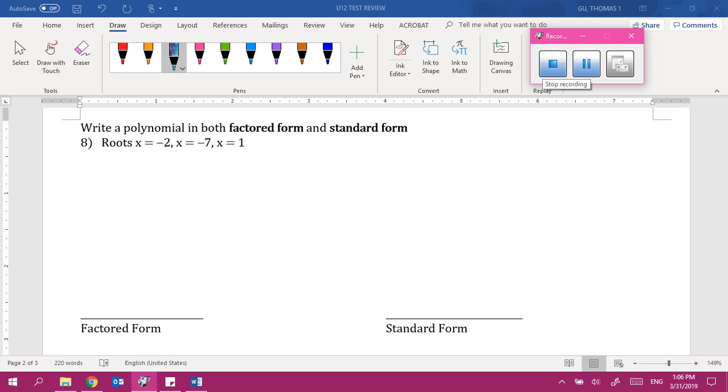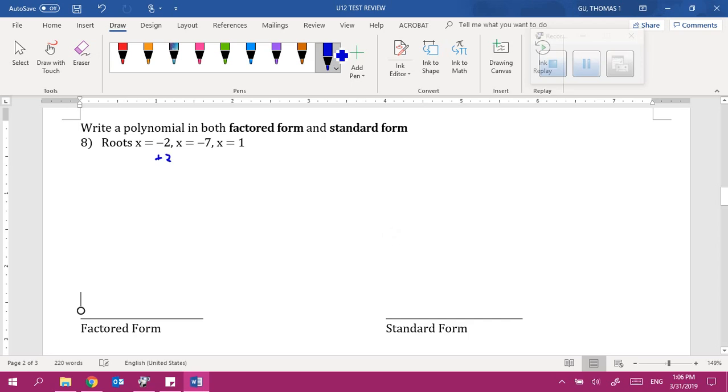Number 8, we're writing a polynomial in both factor form and standard form. So the factor form, very simple. All we have to do is set everything equal to 0. So we're going to add 2 to both sides. X plus 2 becomes one of my factors. X equals -7, add 7 to both sides. X plus 7 is another factor, and then this x equals 1. We're going to subtract 1 from both sides. Okay, x minus 1 is a factor.